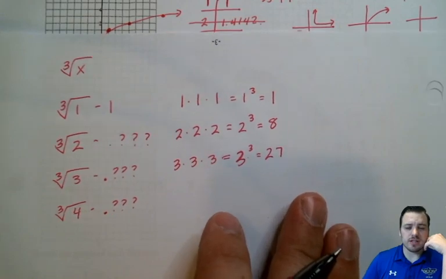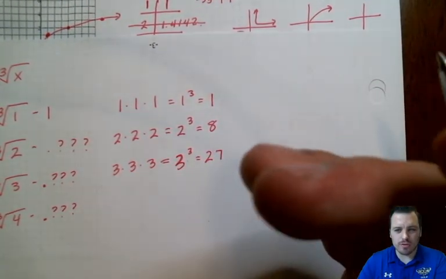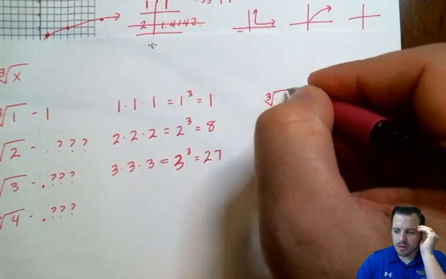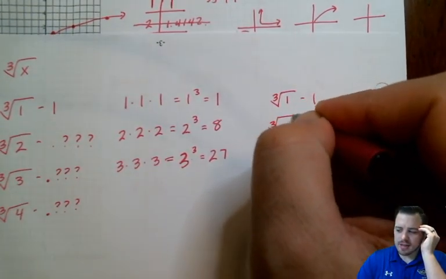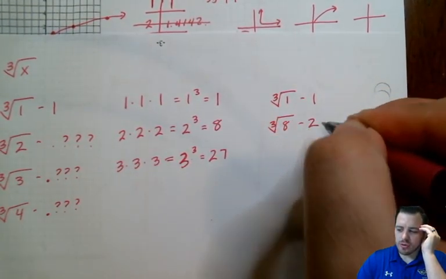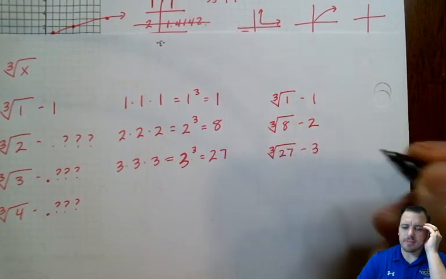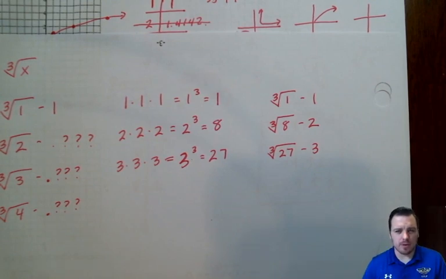So just like we have squares and square roots, it's the same way with cubes and cube roots. The cube root of 1 is 1. The cube root of 8 is 2. The cube root of 27 is 3. Does that make a little bit more sense, Taylor?